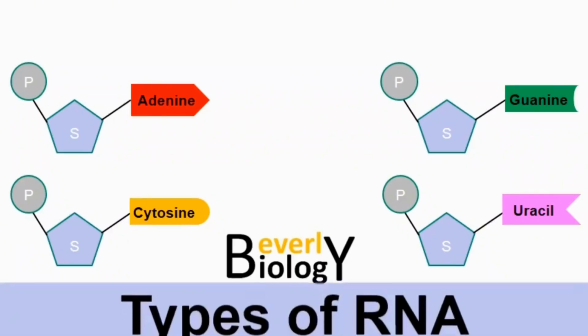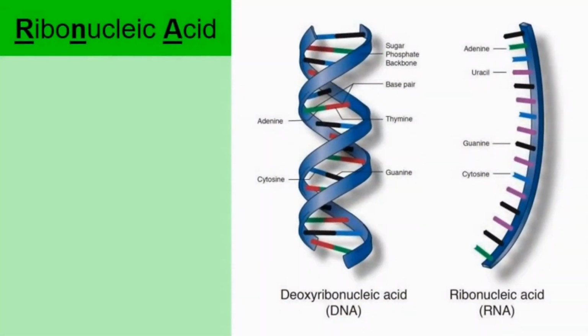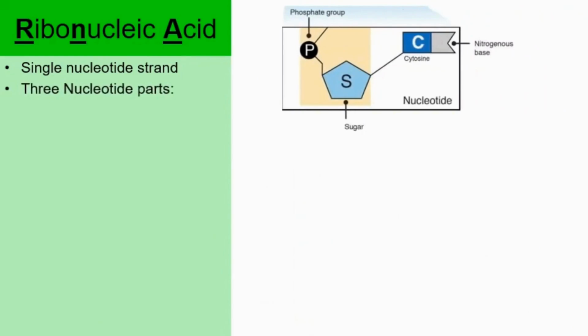Okay, so the topic of this short video today is going to be the three different types of RNA: mRNA, tRNA, rRNA. So let's go ahead and get started. Okay, so let's talk about ribonucleic acid. When you look at the picture, RNA on the right, you can see it's only a single strand of nucleotides. But the picture of DNA on the left, DNA is a double helix because it's made from two strands of nucleotides. Well, RNA is still a nucleic acid, so it's still made from building blocks called nucleotides.